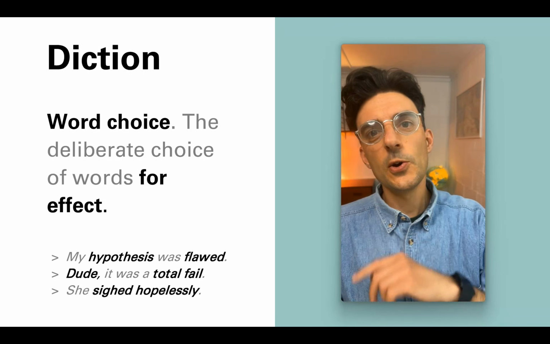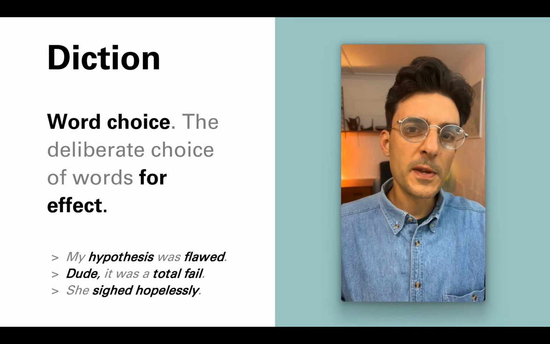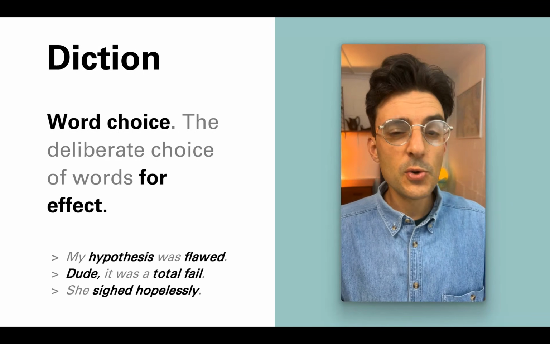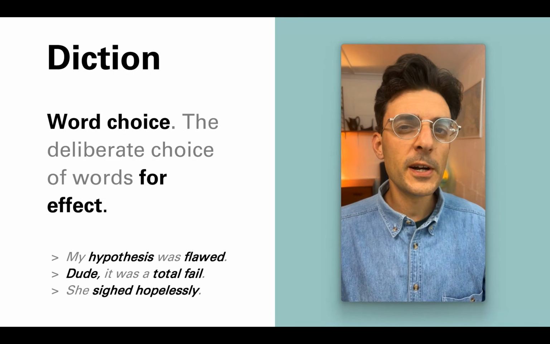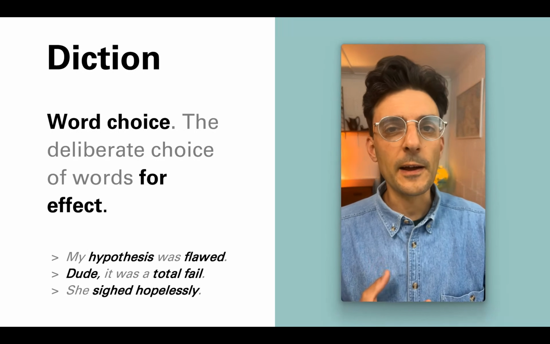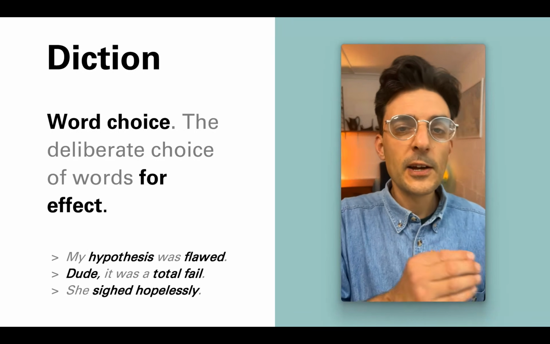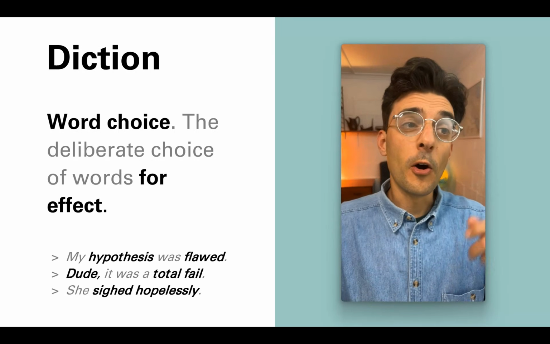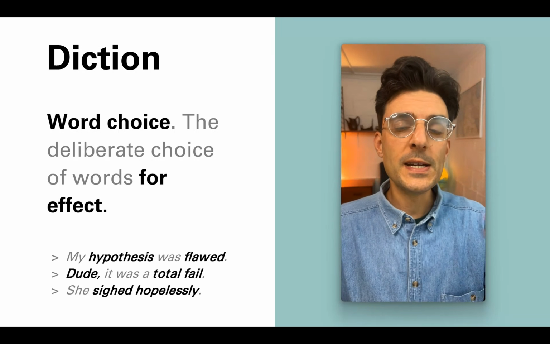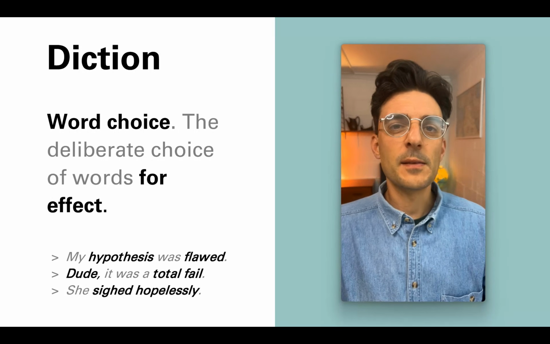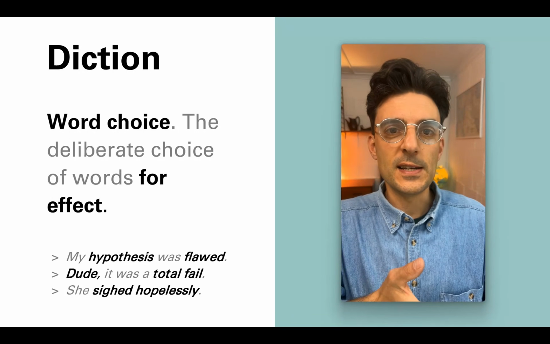Again, let's look at the second example for contrast. Dude, it was a total fail. Let's zero in on the diction, the word choice. Dude and total fail. This is very informal. This is actually slang. This gives the feeling of informality, of more casual language, more everyday language, and I could probably say something about that if I was discussing it in an exam.